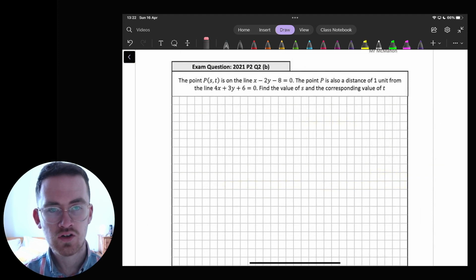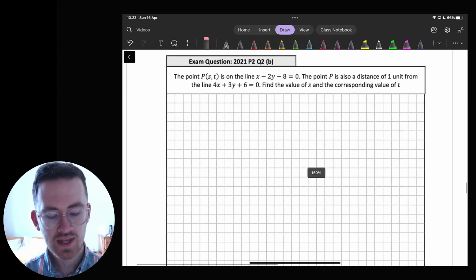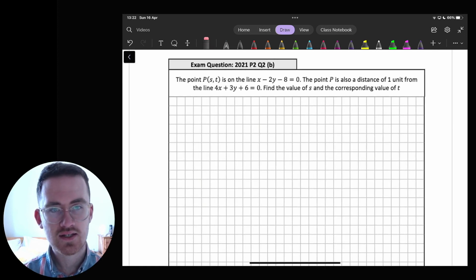Okay, so we'll look at another exam question. So this one's a bit more recent, the 2021 exam paper. And we're told the point S, T is on this particular line. It's also a distance of 1 unit from another line. And we're asked to find the value of S and the corresponding value of T.